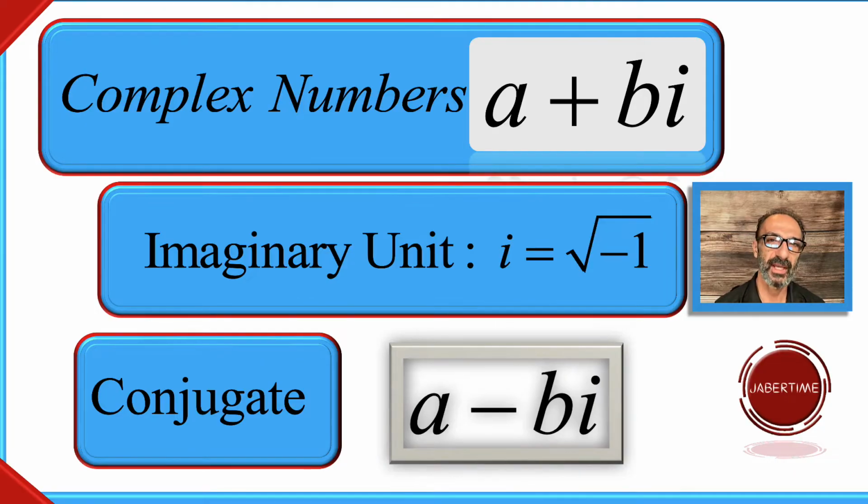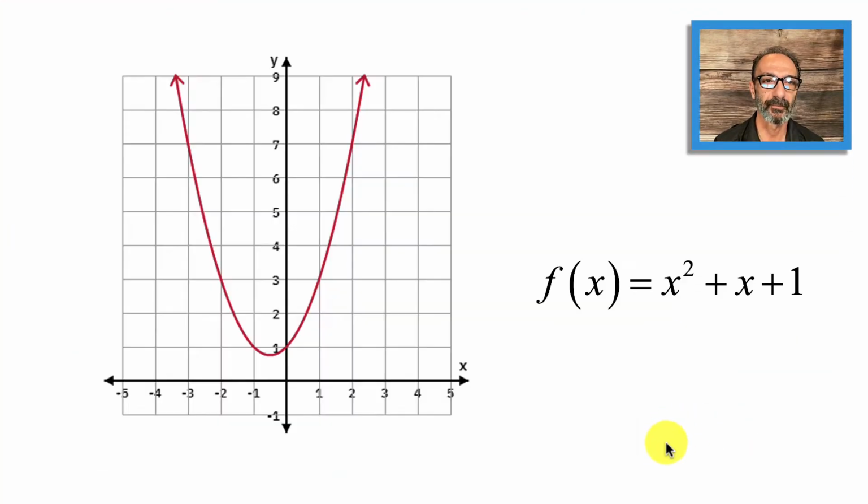The reason why we have imaginary units and complex numbers is the following. This graph here is x² + x + 1. As you could see, it doesn't cross the x-axis. So parabolas could cross the x-axis twice, that's two real numbers, or the vertex will be sitting on the x-axis, that's one real number repeated, or like this one, we say no real solutions.